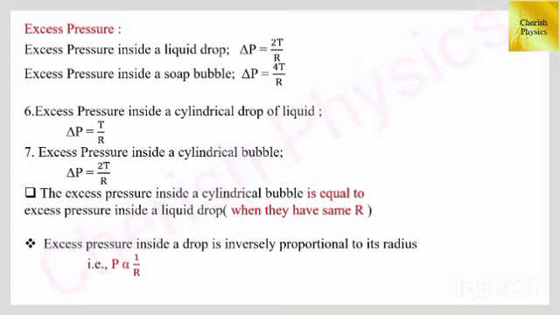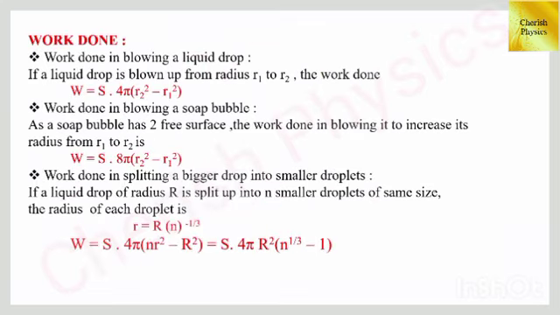From the above formula, it is noted that the excess pressure inside a cylindrical bubble is equal to the excess pressure inside a liquid drop only when they have the same radius. On the whole, it is implied that the excess pressure inside a drop or bubble is inversely proportional to the radius. Next, let us see the work done in blowing a liquid drop or soap bubble.